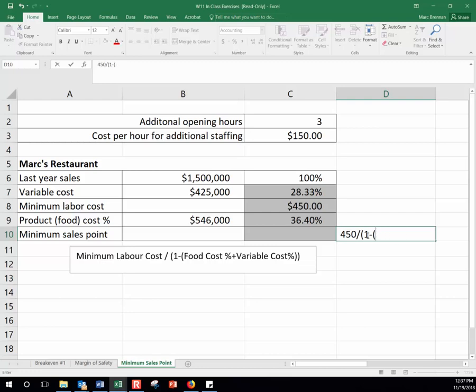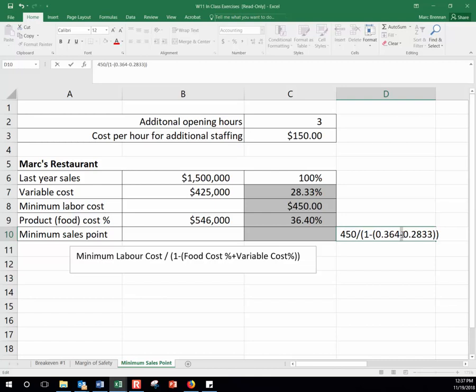We'll write it as 0.364 plus our 0.2833. And then we close these brackets. So you need to first add up these two to then take it out of 1, or simply go 1 minus 0.364 minus 0.2833. We basically need to know what's left over after we've taken out our food costs and our variable costs. But let's stick to what this formula says so that we don't confuse ourselves.